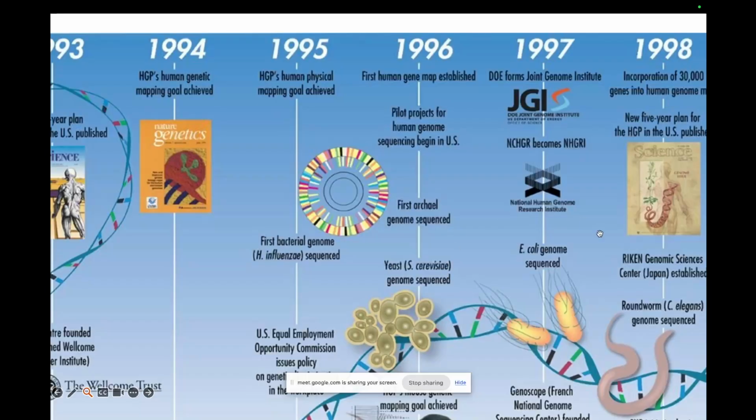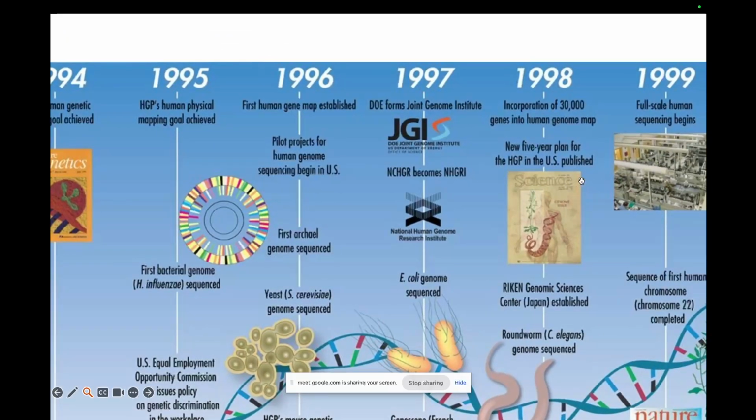And then the US established an institute called the NHGRI, the National Human Genome Research Institute, which handled these different projects, and scientists who were interested in doing genomic research became associated with it.